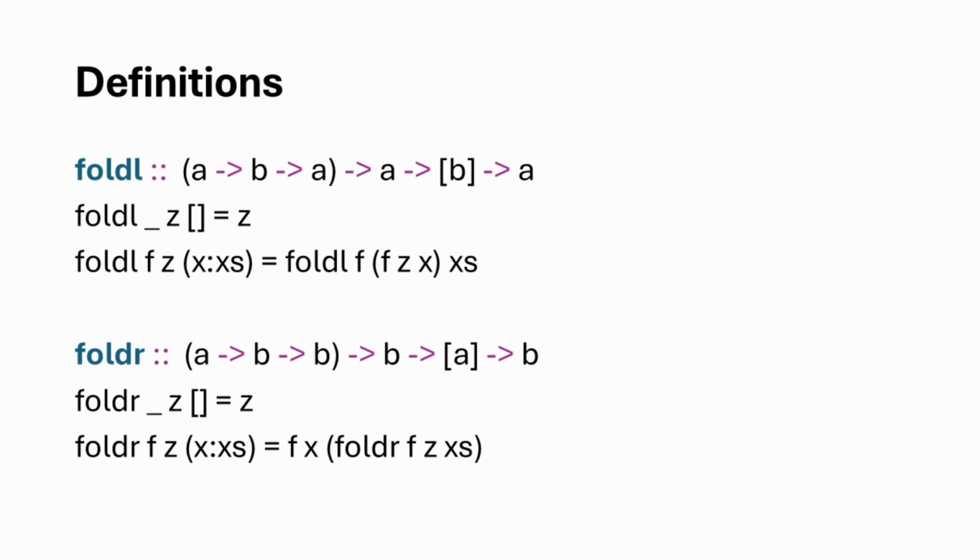The type of the foldr function, which stands for fold right, looks very similar to the foldl function, as you can see on the screen here. The right fold function also expects three arguments, a function that expects an argument of type A and an argument of type B and returns something of type B, and it also expects an argument of type B and the list of type A. This function returns something of type B.